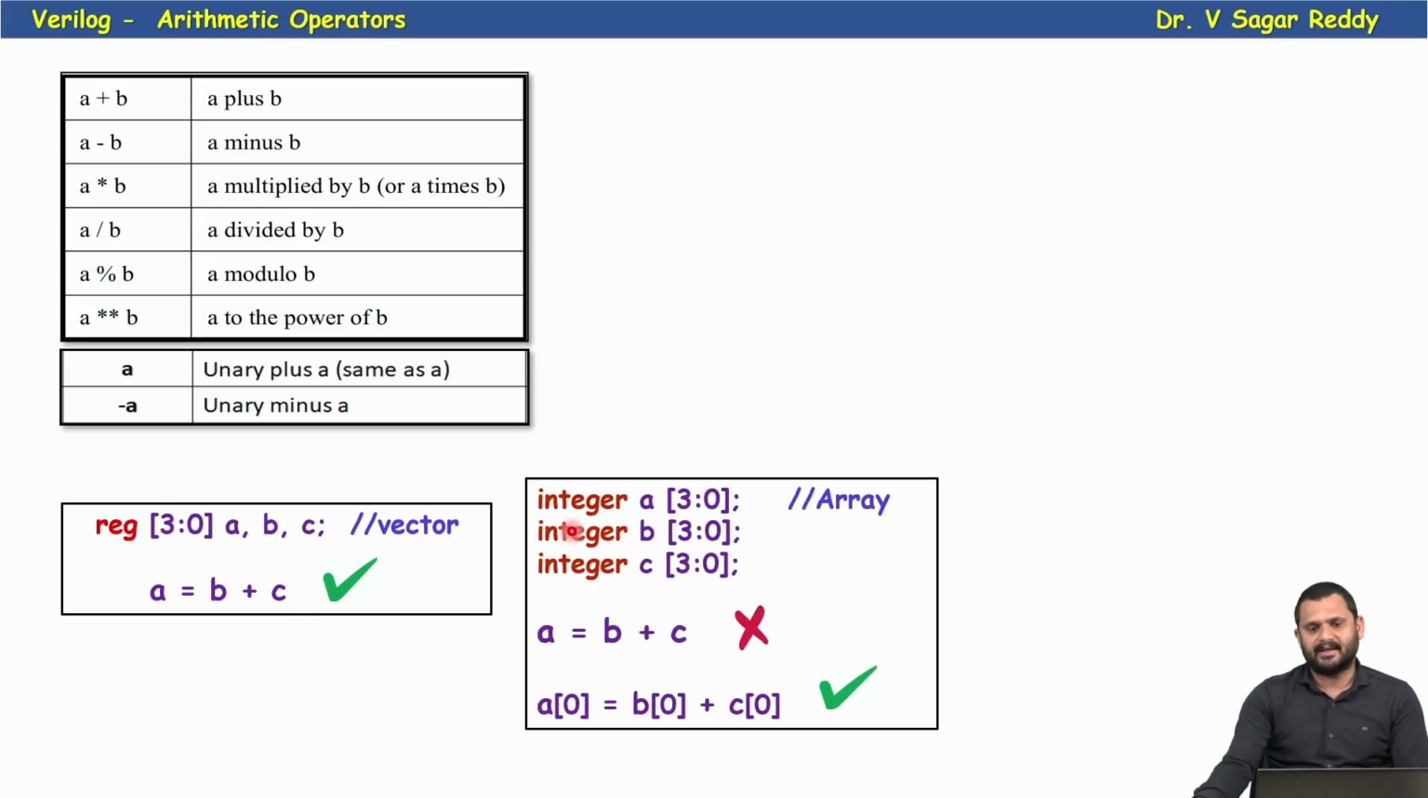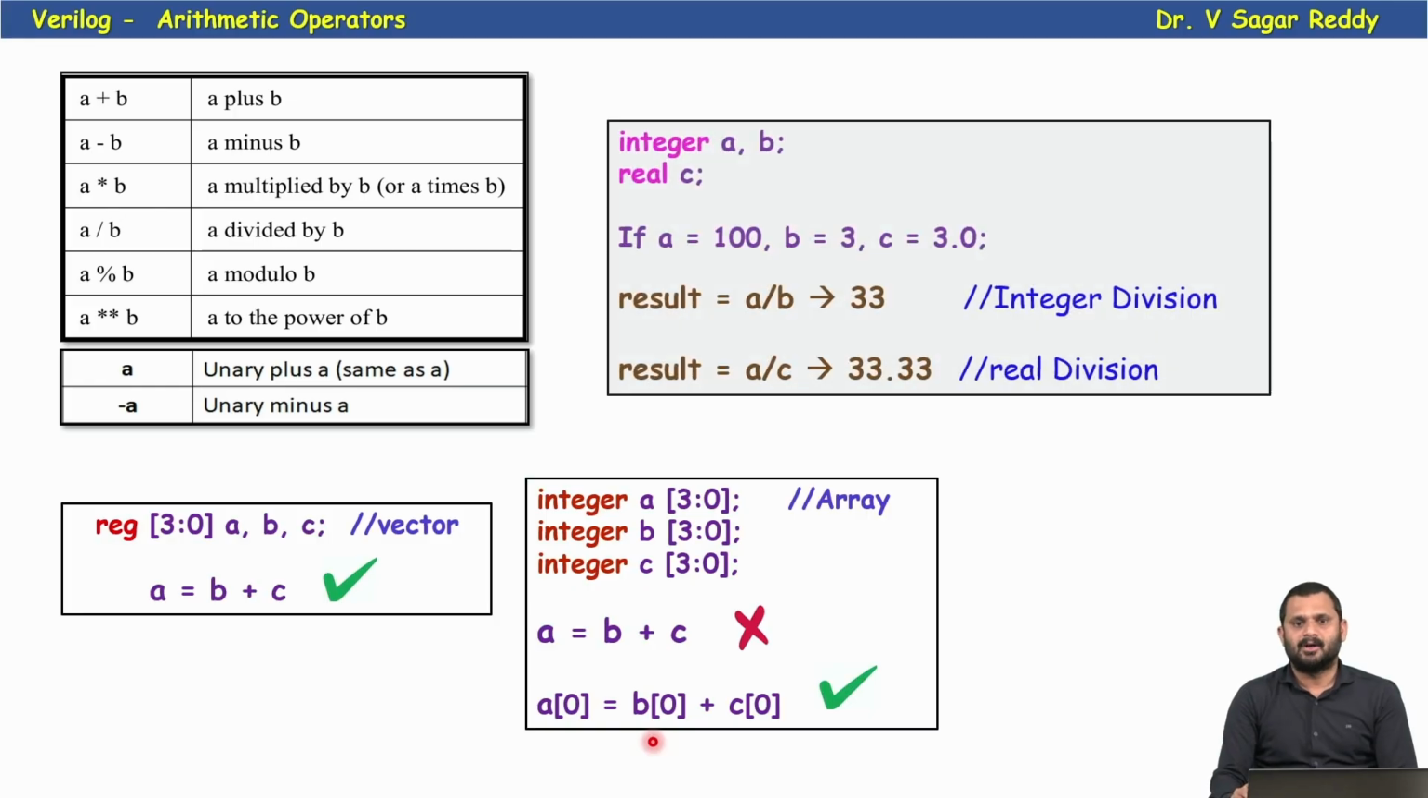Now if you consider integer a[3:0], integer b[3:0], integer c[3:0], it is an array, it is not a vector. We cannot perform an arithmetic operation directly like this, a = b + c. It is not valid where b and c are arrays. So what is valid now? We can take a single element like a[0] = b[0] + c[0]. That means you should know where and when to use these operators.